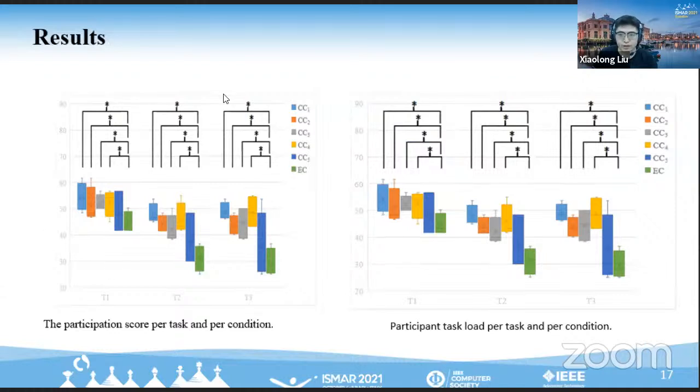The left figure shows the user participation of all conditions for 3 tasks, T1, T2, T3. Compared with CC1, CC2, CC3, CC4, the user participation of EC is significantly improved. The right figure shows the result of task load. Compared with all control conditions, the task load of our method is reduced significantly.